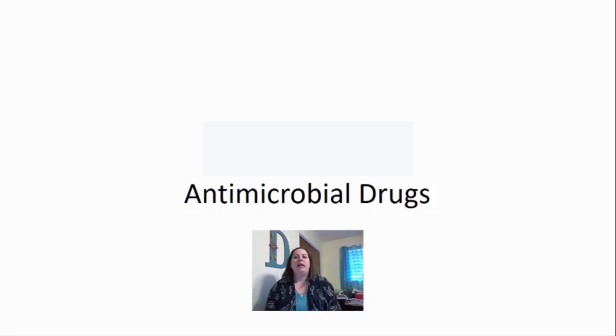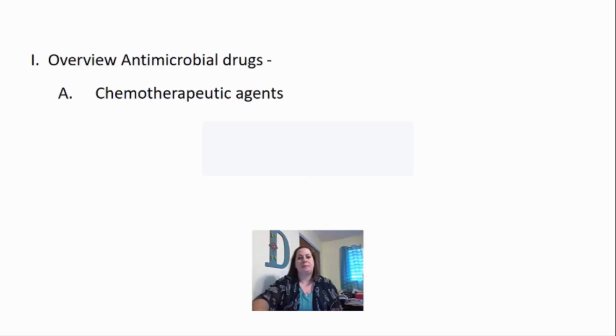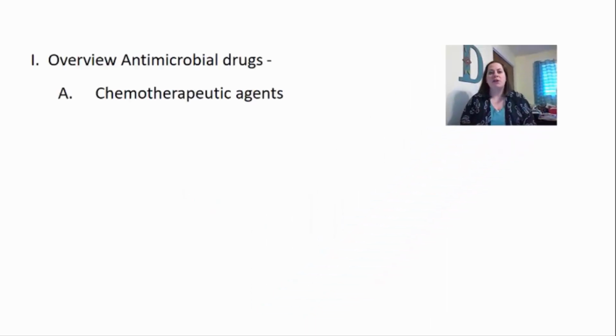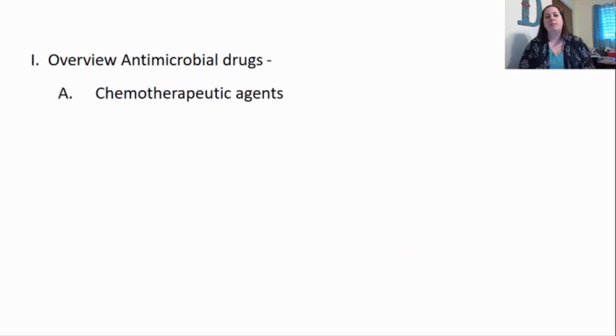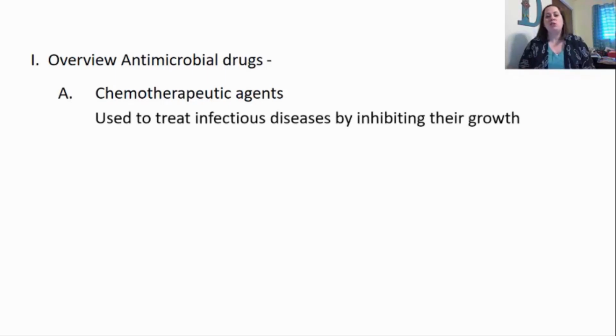All right, now we're going to be looking at chapter 20. This is the antimicrobial drugs. So an overview of antimicrobial drugs, these are what we would consider chemotherapeutic agents. Now, normally when you think of the word chemotherapy, you think about using chemicals in the treatment of cancer. But guys, chemotherapy or chemotherapeutic agents are anything that we use chemical-wise that treats any kind of disease. So it's used to treat infectious diseases by inhibiting their growth.